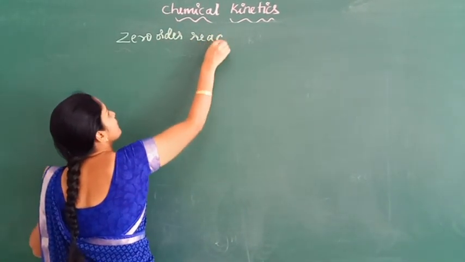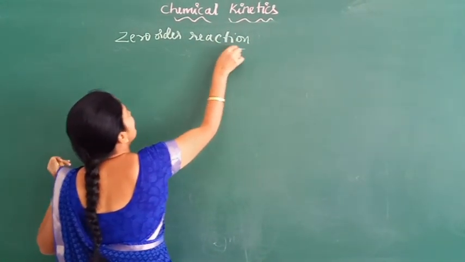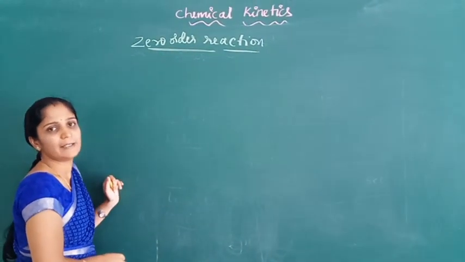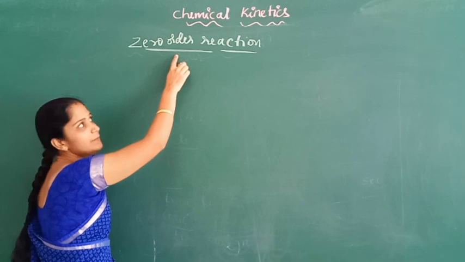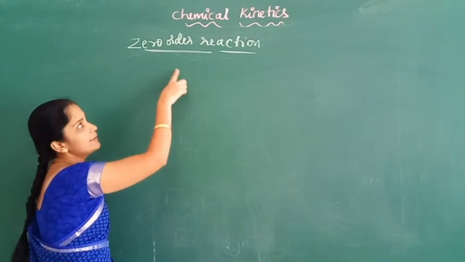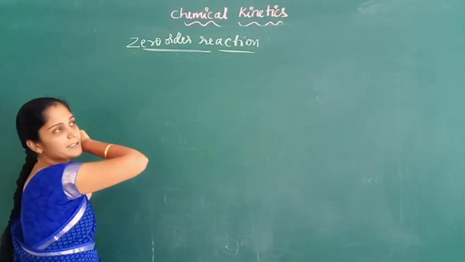Order is the sum of the powers of the molar concentrations of the reactants in the rate law expression. If the sum of the powers of the molar concentrations of the reactants is 0, then we call it a zero order reaction.